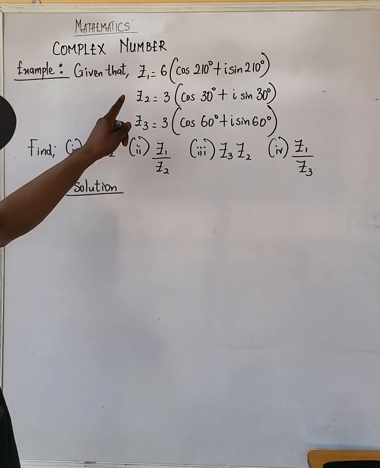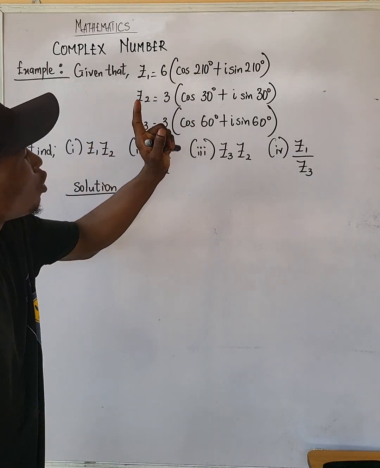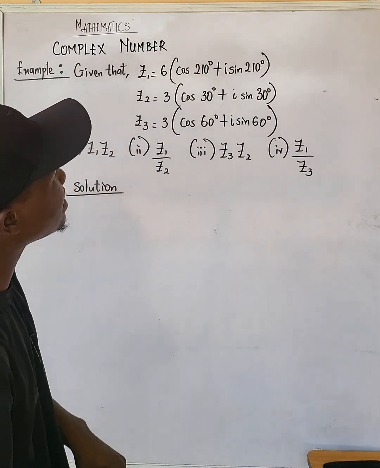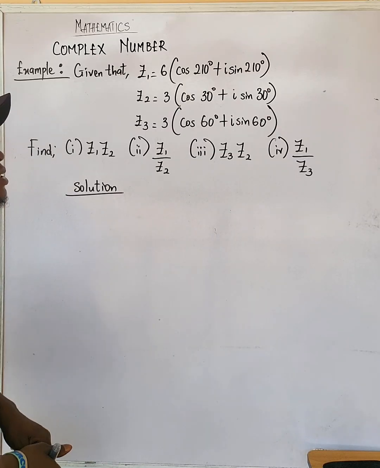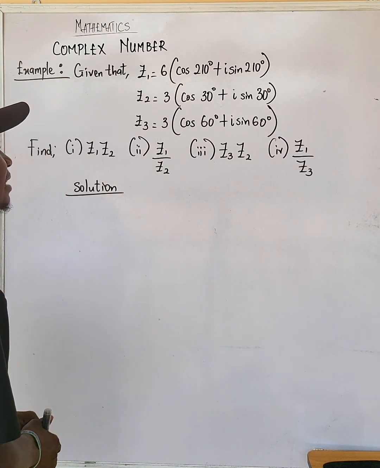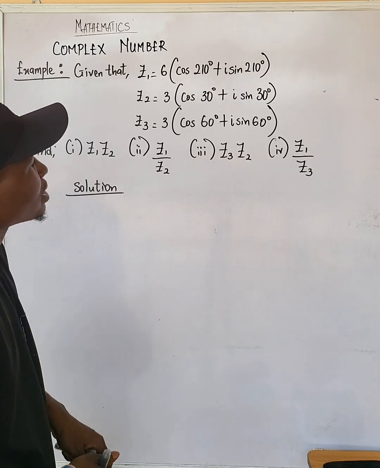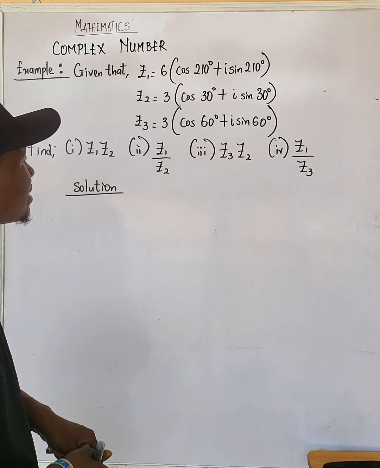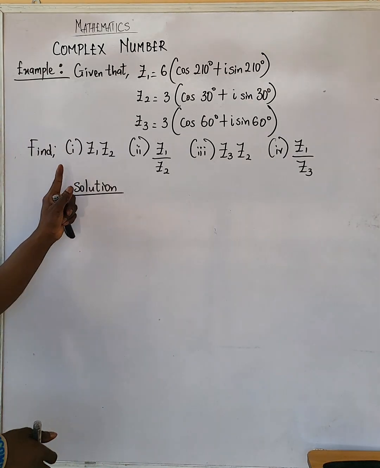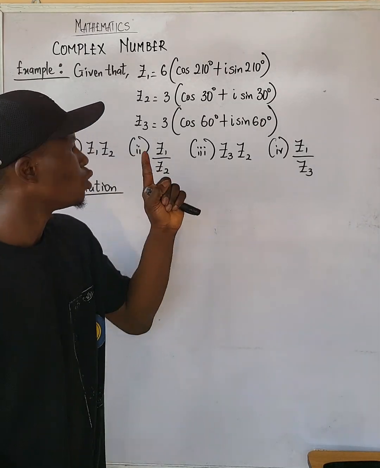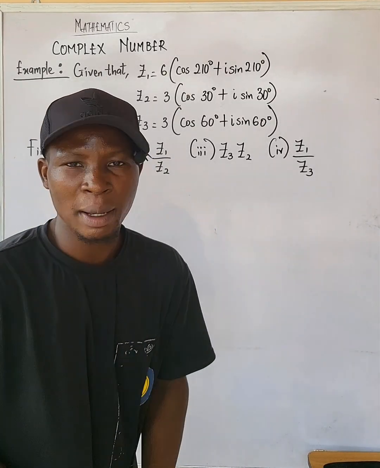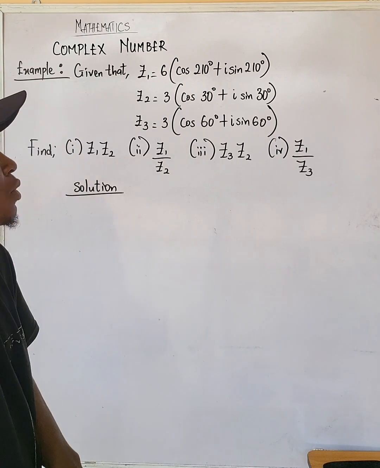The question says given that z1 equals 6 into bracket cos 210 degree plus i sine 210 degree, then z2 equals 3 into bracket cos 30 degree plus i sine 30 degree, then z3 is given as 3 into bracket cos 60 degree plus i sine 60 degree. Find Roman numeral 1, z1 z2. Roman numeral 2, z1 over z2. Roman numeral 3, z3 multiplied by z2, then Roman numeral 4, z1 over z3.